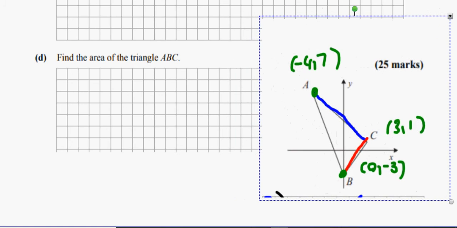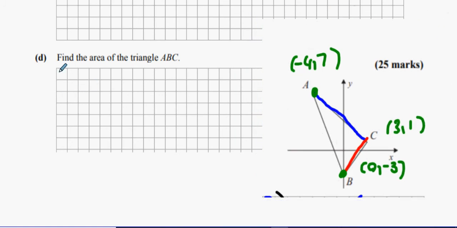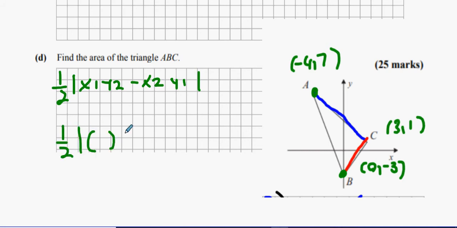So what do you reckon? A half, x1, y2, take away, x2, y1. Now what's the problem with this formula? How many points can you use in the formula? You only have to use 2 points. How many points do you see? I see 3 points, do you?